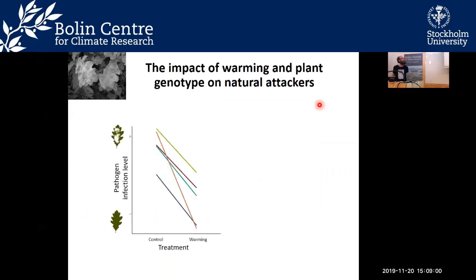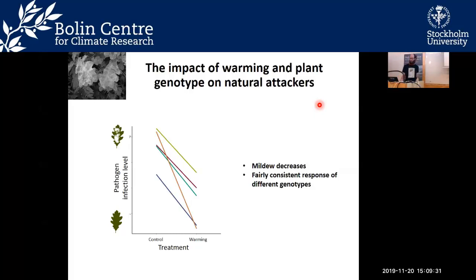So here's the effect on one of the main pathogens on oak trees. It's a powdery mildew pathogen. It's the white fluffy stuff on top of oak leaves in the late autumn. And you see that warming actually reduces the level of the pathogen in this case for all of the 5 different oak genotypes. So mildew decreases, and this is fairly consistent across the different genotypes.